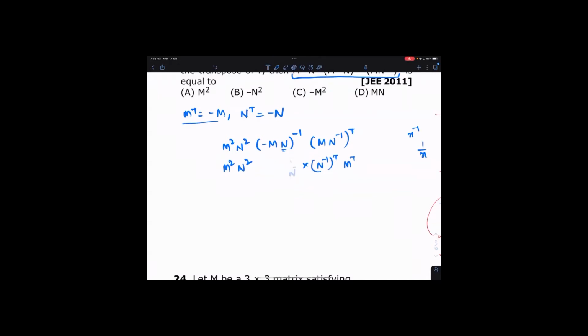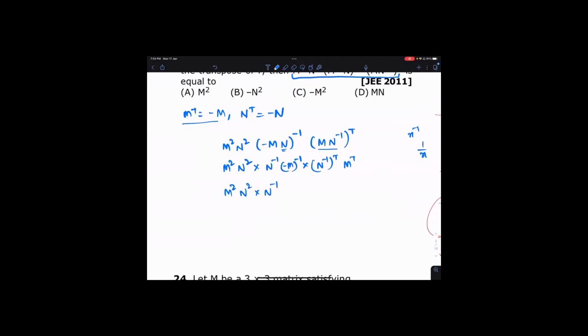I'll do one thing just to avoid confusion. I will not write 1 by M and all because matrix division is not possible. Actually, I used it like a shortcut, but let's do it with the correct procedure. So minus MN whole inverse is N inverse into minus M whole inverse. Next here, AB transpose, I have written like this. Next, M square, N square into N inverse. What is minus M whole inverse?